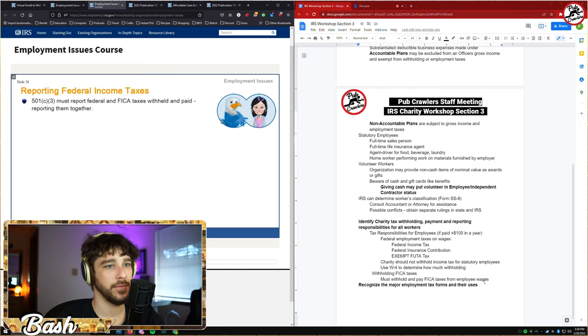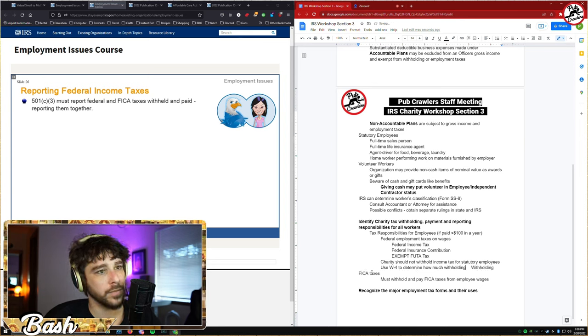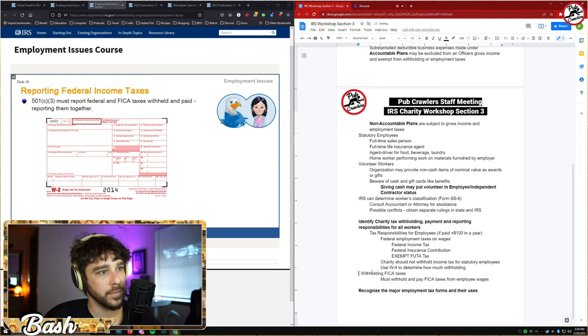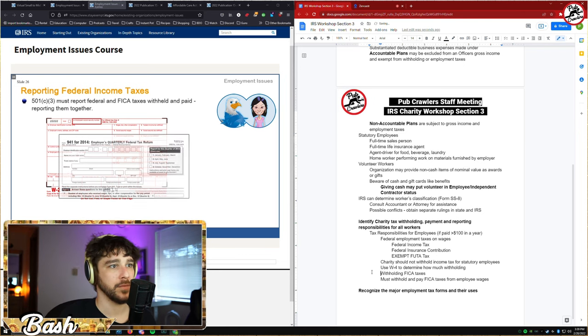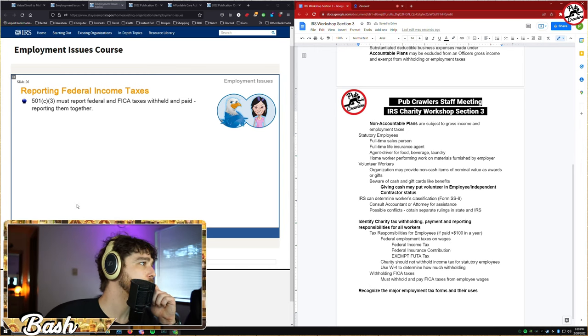Not quite. Once your 501c3 deposits the federal income and FICA taxes, it must submit returns showing that it withheld and paid them. And remember, just as the 501c3 pays federal income and FICA taxes together, it must report them together on Form W-2, Wage and Tax Statement, and on Form 941, Employer's Quarterly Federal Tax Return. How do the employees find out what taxes have been withheld and paid for them when they file their income taxes?